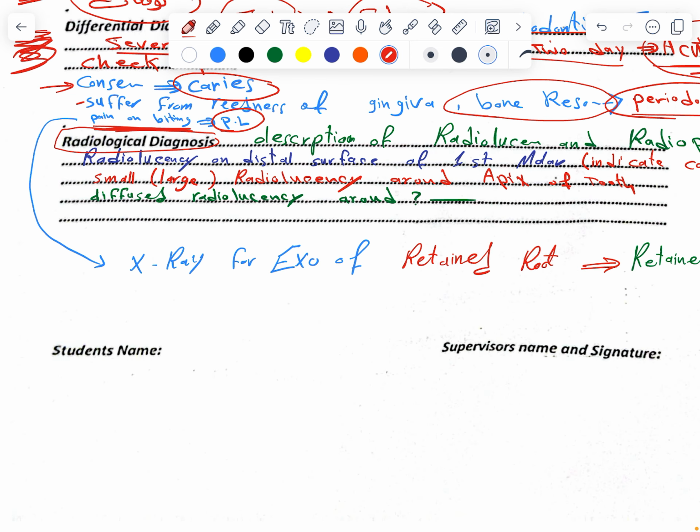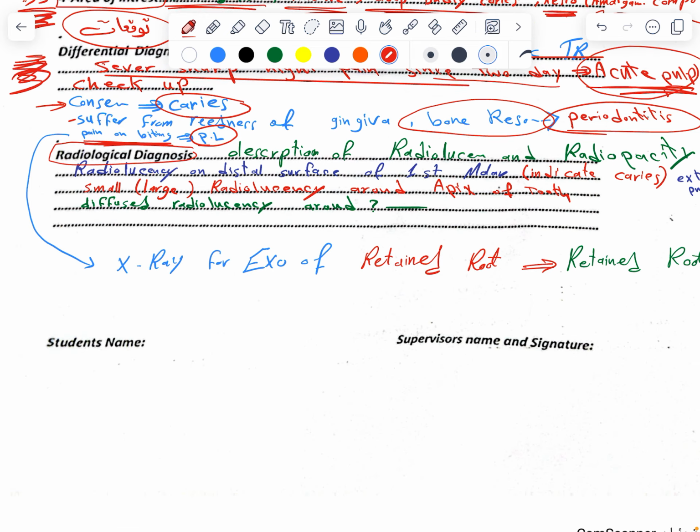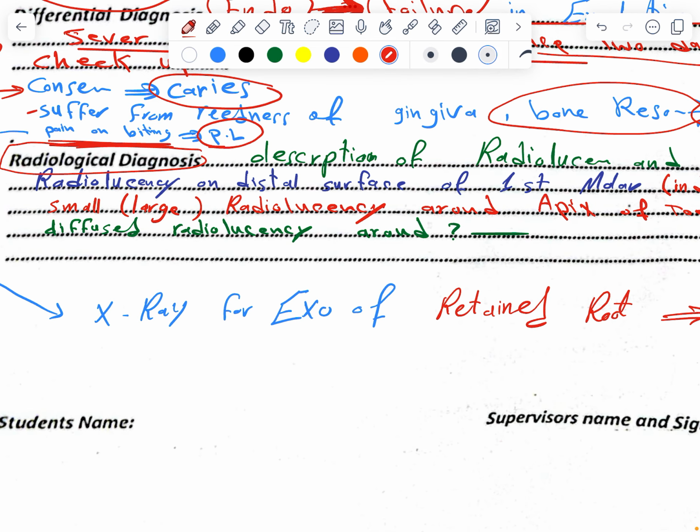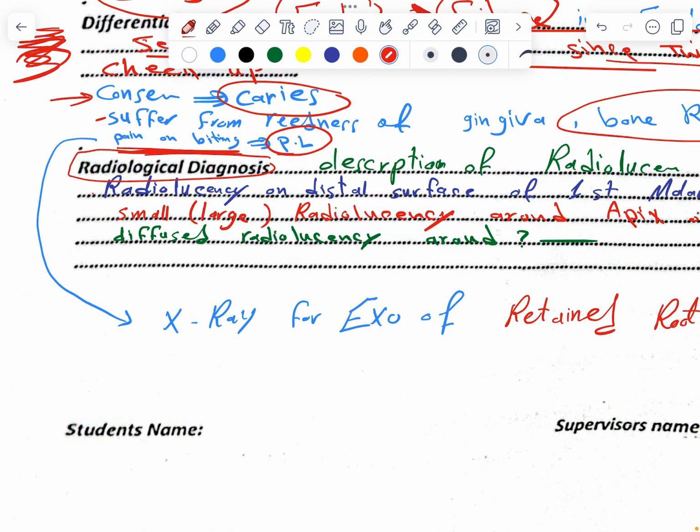Radiolucency, for example, radiolucency on the distal surface of the first molar.